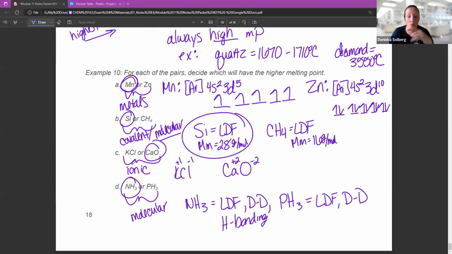KCl versus CaO. These are both ionic. I got to look at the charges. Well, CaO is +2 -2. It's going to be higher lattice energy. And these two are both molecular, NH3, PH3, both covalent compounds. They're covalent molecular solids. They are not covalent network solids that we know of or had to know. So which one's going to be higher? Well, which one has the strongest intermolecular forces? Well, NH3 has hydrogen bonding, so it's going to be higher because it has hydrogen bonding. And that's it.